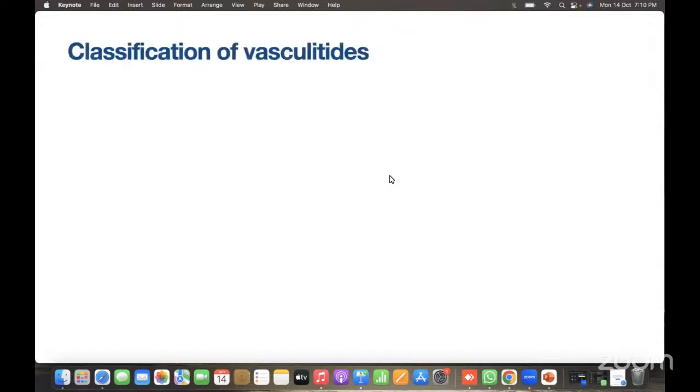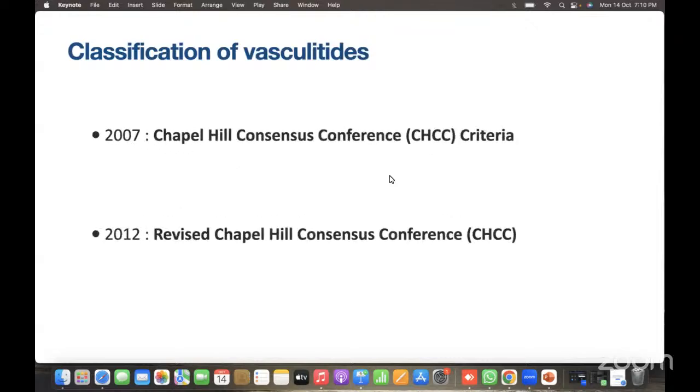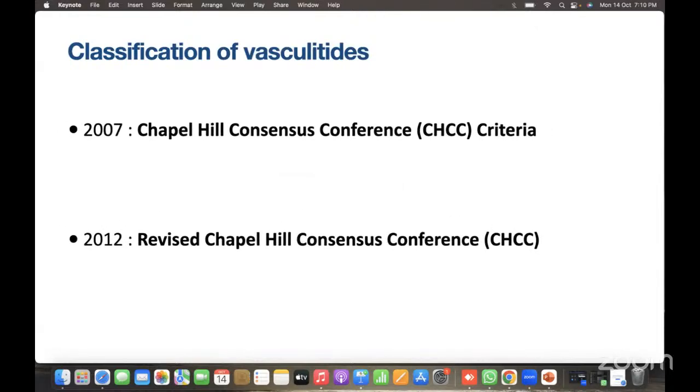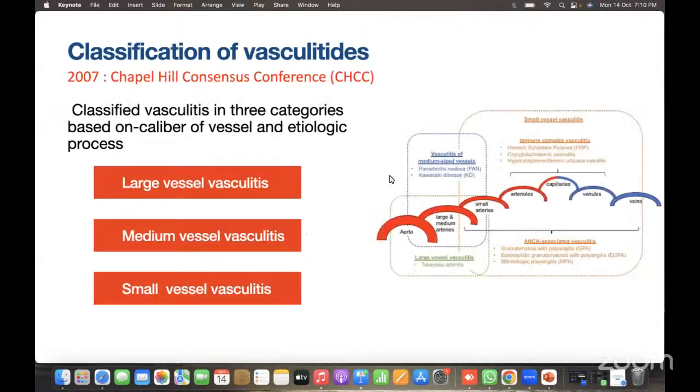So this classification of vasculitis has been done by two committees. The first one was in 2007, the Chapel Hill Consensus Conference 2007 classified, and later on it was revised in 2012. So this classification, according to 2007, was a simple one, and they classified vasculitis into three categories based on the caliber of the vessels and the etiological process, as large vessel vasculitis, medium vessel vasculitis, and small vessel vasculitis.